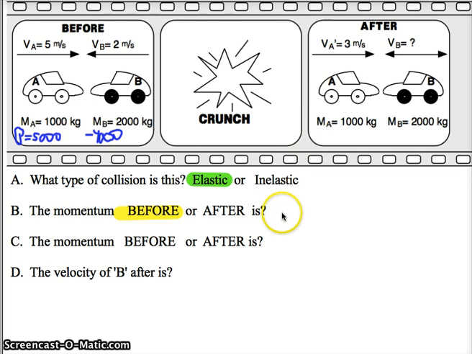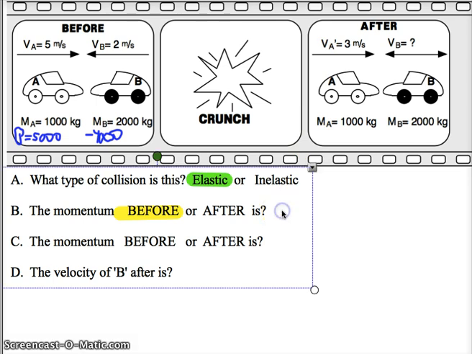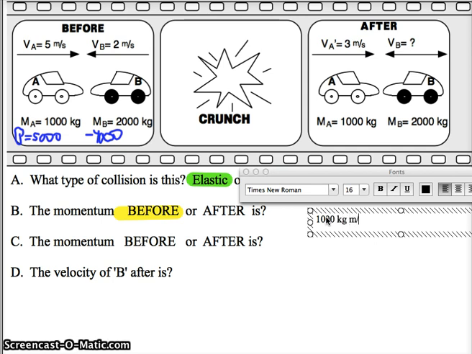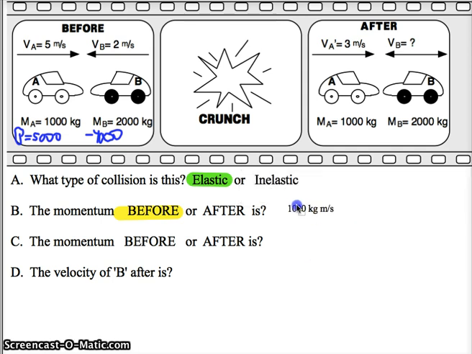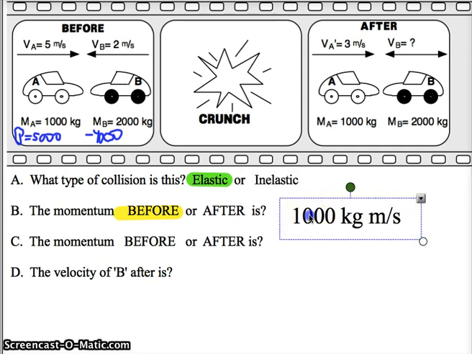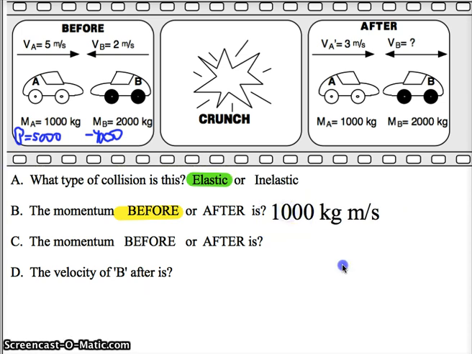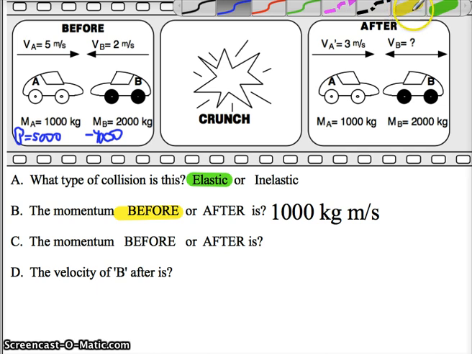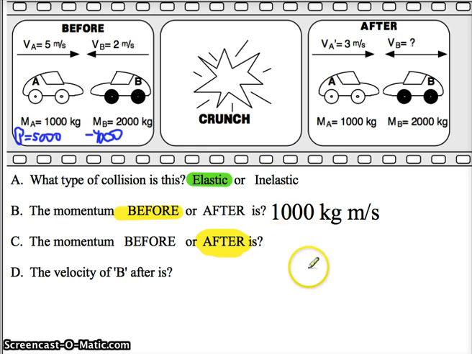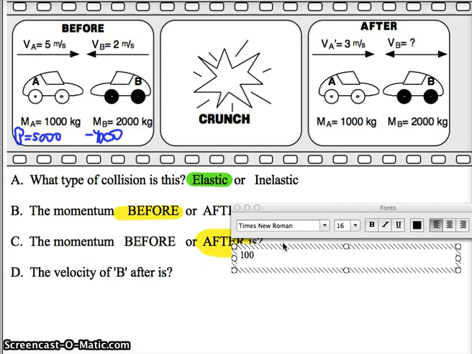Therefore, the total momentum before should be 1,000 kilogram meters per second. So if we know the total momentum before, we can then find the total momentum after, because the law of conservation of momentum says that it should be the same, 1,000 kilogram meters per second.